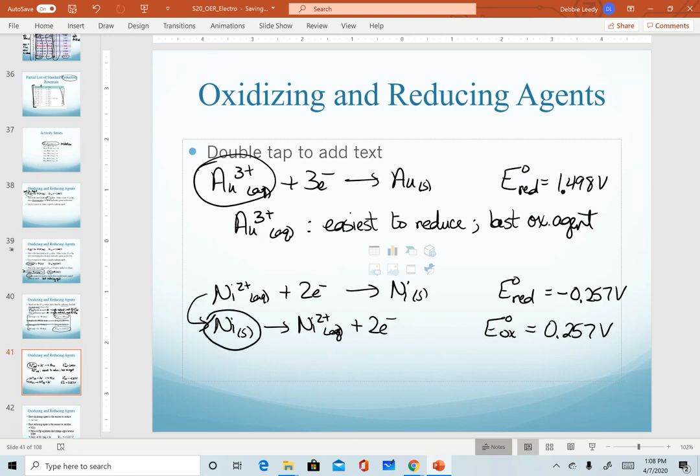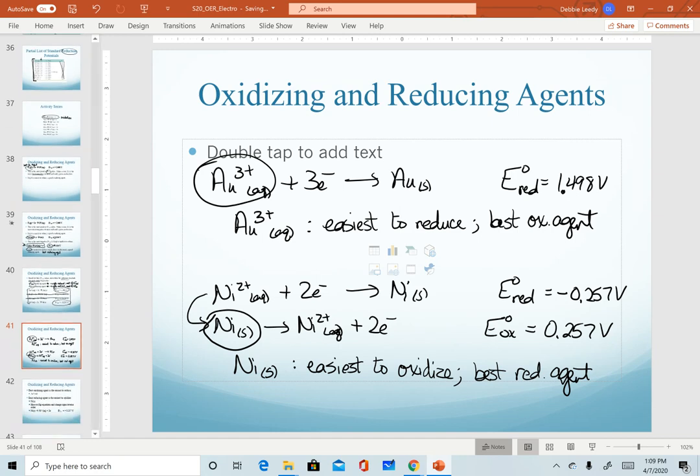Since nickel solid is what's getting oxidized, and of that list, it is the easiest one to oxidize because it is the most positive oxidation potential, nickel solid then is my best reducing agent. And so again, we can use this information, the same way to interpret, to set up which equation will be oxidized and which will be reduced when we combine two half reactions in a galvanic cell.